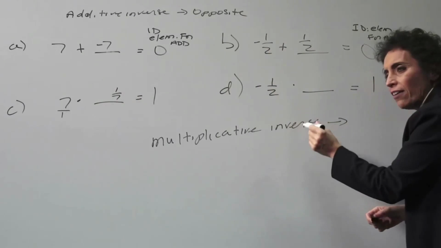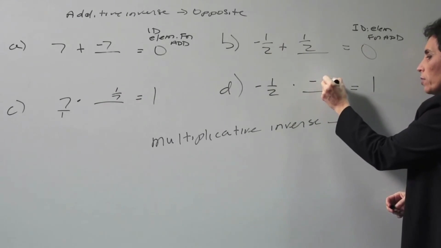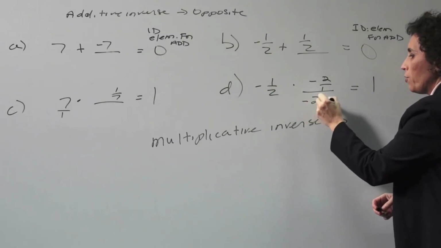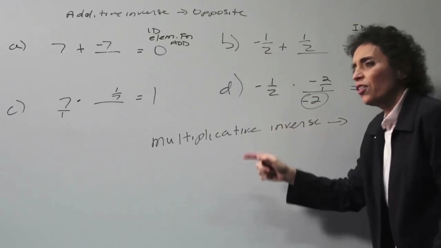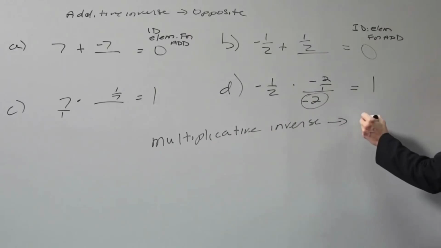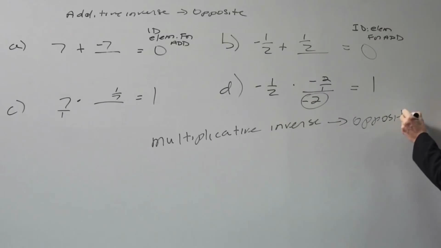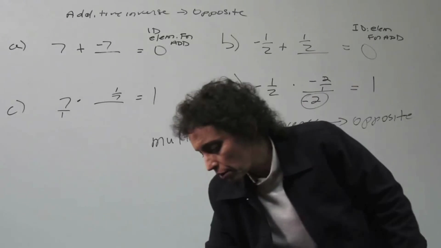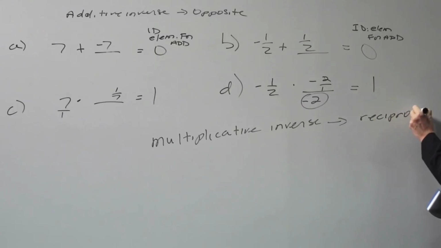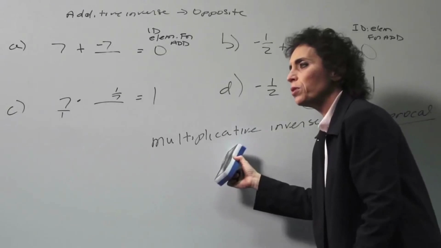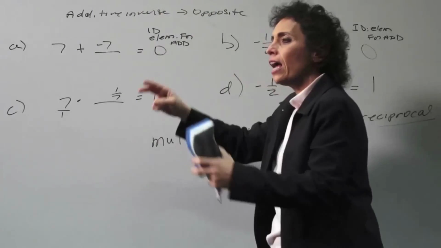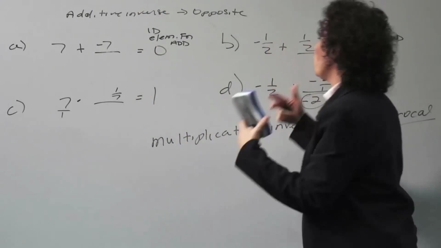What could you multiply -1/2 by to get back to 1? That would be negative, because it's got to be the same sign to get a positive back, 2 over 1, or just plain -2. Okay, so what is another name that we have for multiplicative inverse? Sorry, reciprocal. Multiplicative inverse is the same as the reciprocal. So reciprocals are the same thing as multiplicative inverses, and opposites are the same thing as additive inverses. And additive inverse brings you back to the identity element.